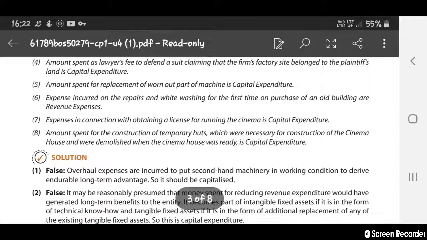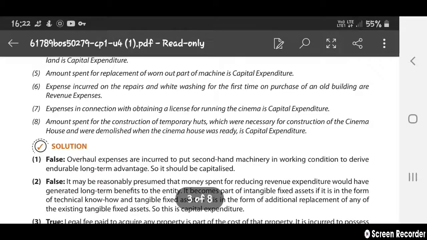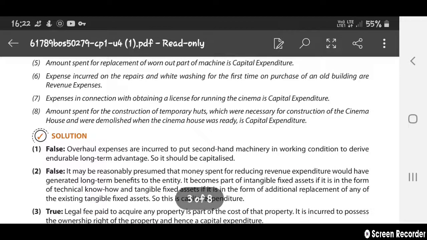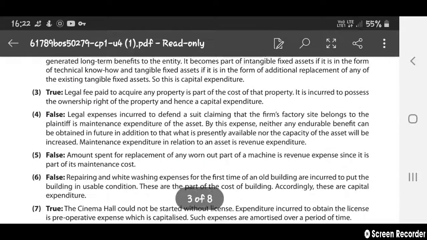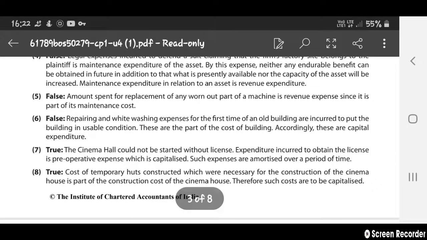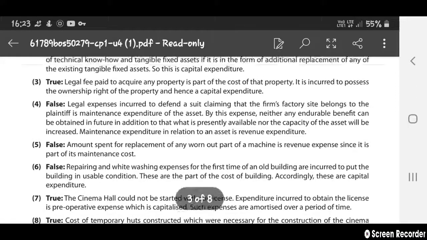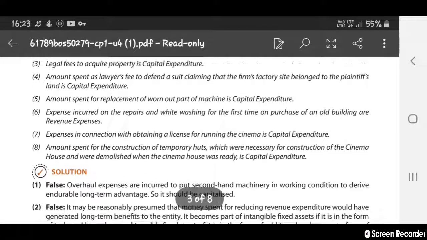Next, expenses incurred on repairs and whitewashing for the first time on purchase of an old building are revenue expenses. So it is also false, because repairing and whitewashing expenses for the first time on an old building are incurred to put the building in usable condition. So these are part of the cost of the building. According to this, it is capital expenditure, not revenue expenditure.